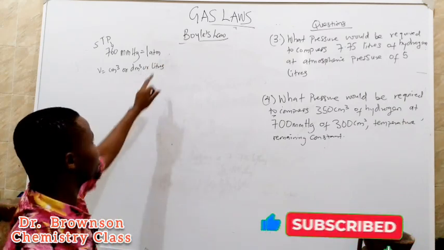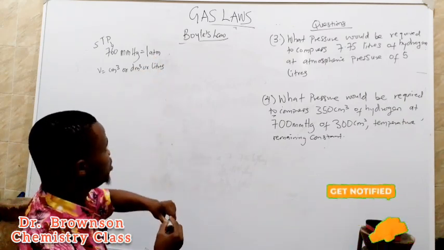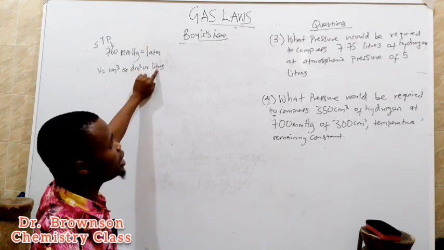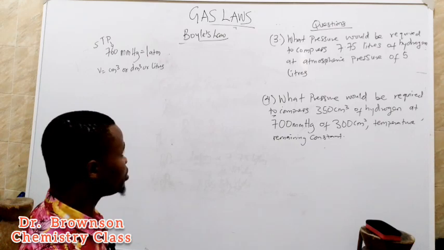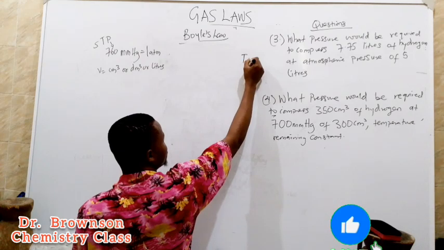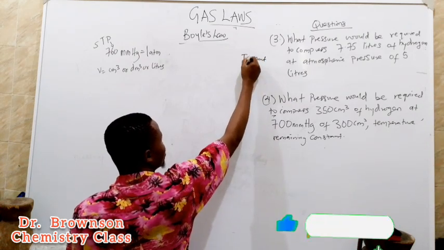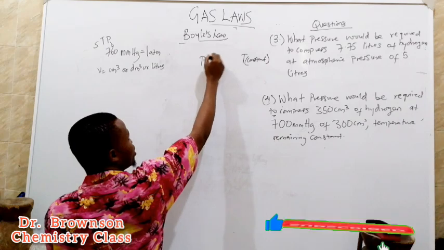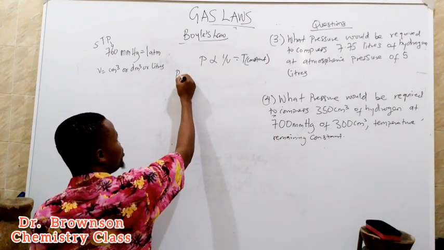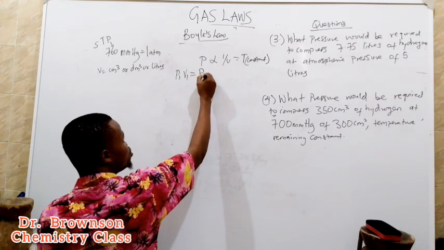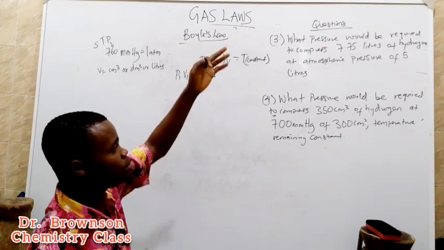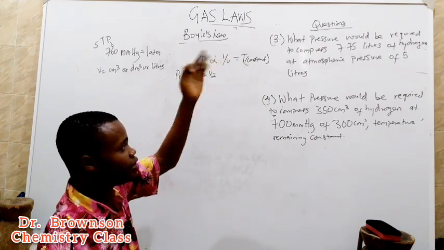So now we are dealing with atm, and then liters. Boyle's law states that at a constant temperature, the pressure of a given mass of a gas is inversely proportional to its volume. So this is Boyle's law, which has the formula P1 V1 equals P2 V2.